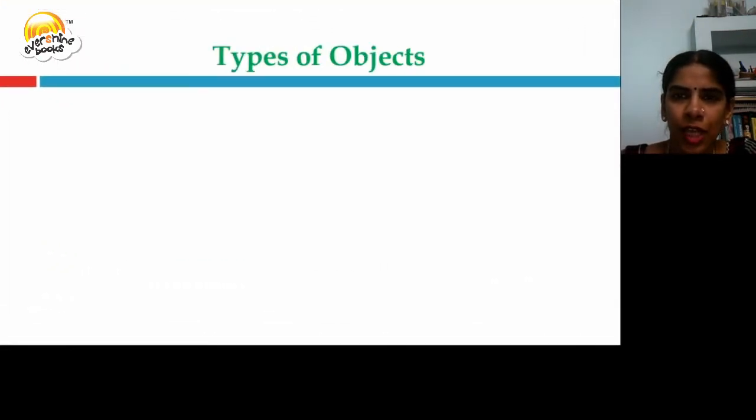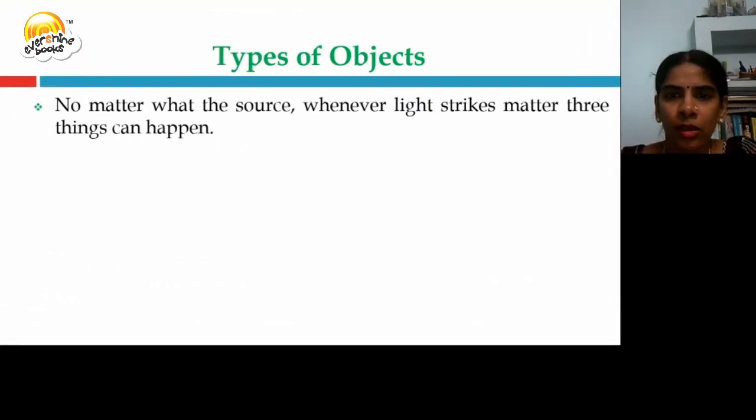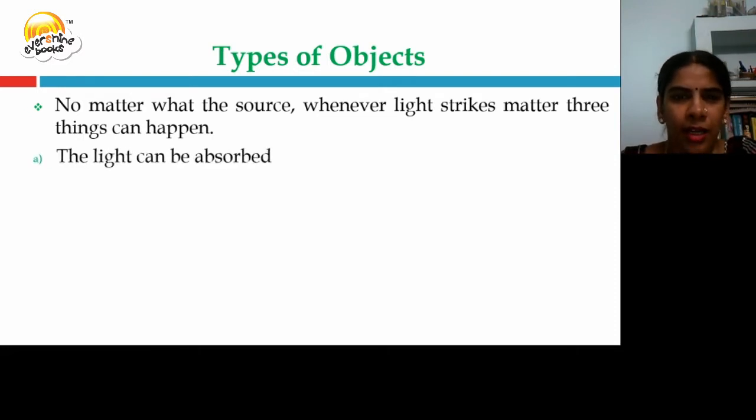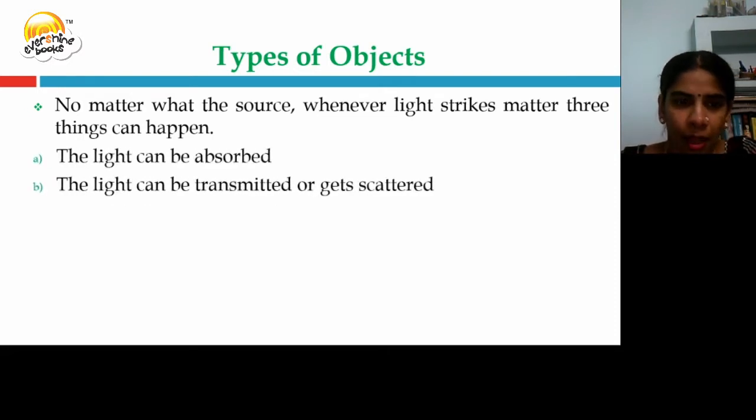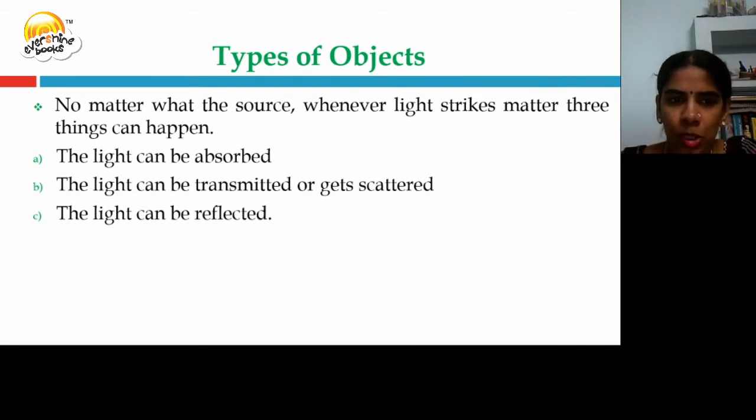Let us see the different types of objects. No matter what the source, whenever light strikes matter, three things can happen. Can you guess what these are? Yes, light can be absorbed, light can be transmitted or scattered, and the third possibility is light can be reflected. So these are the three things which can happen when light strikes an object.